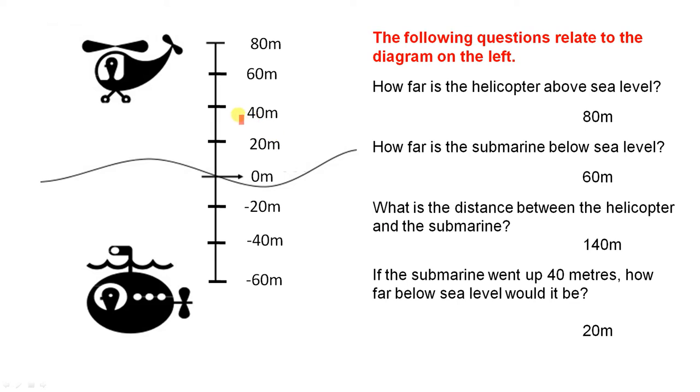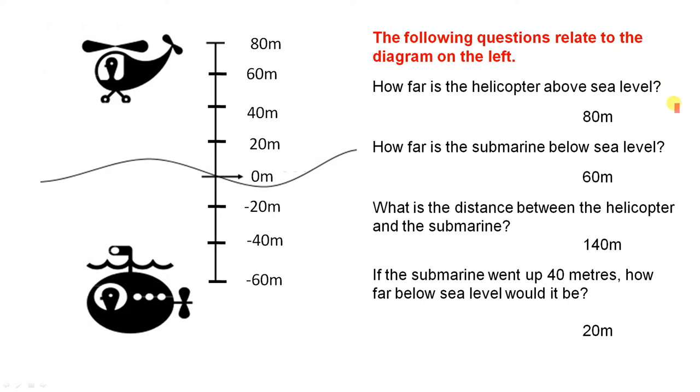Now here is a very basic diagram showing the sea level. That's the ocean there. Pretend that's the water level. Here is a helicopter which is 80 meters above sea level. Here is a submarine which is 60 meters below sea level. The following questions relate to the diagram on the left.